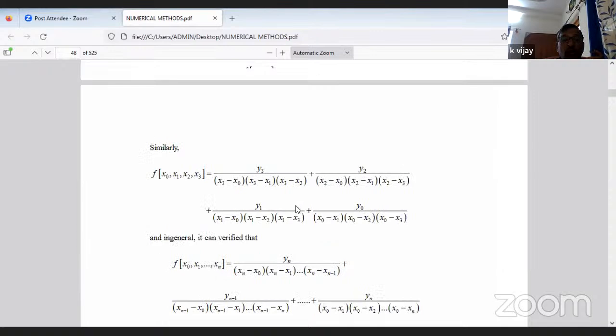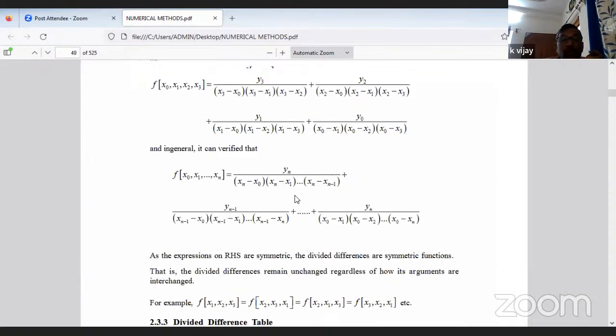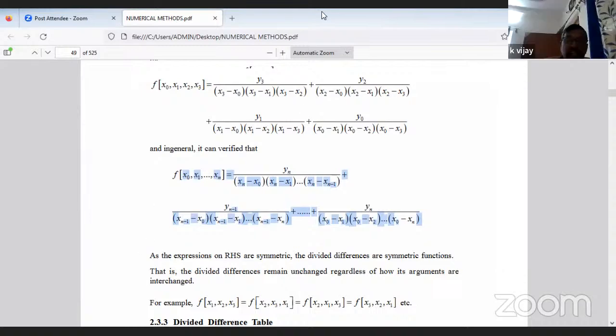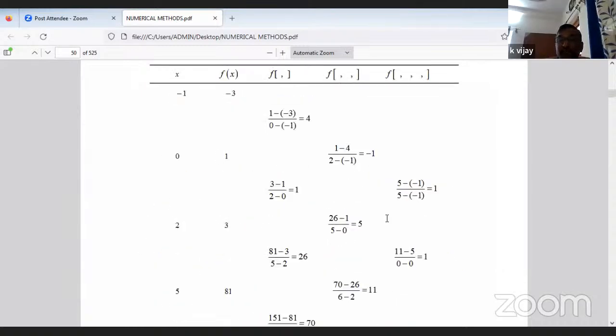Yes, this formula you have to write. First, you have to write f of x minus this formula. Can you see it? Yes sir, it is visible. You have to write it down.